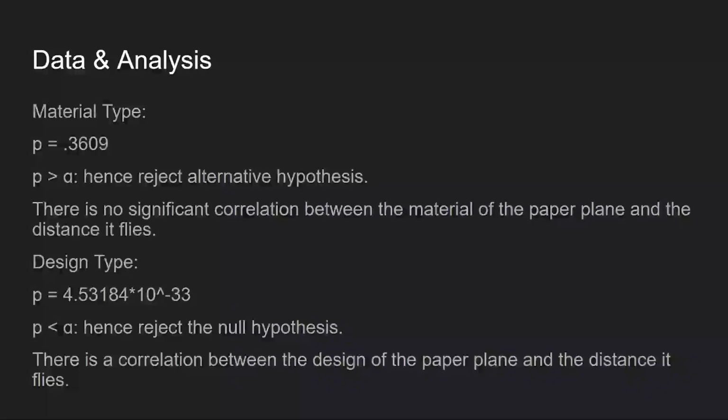For the material type, we got a p-value of 0.3609. Because our p-value is greater than alpha, we're going to reject the alternative hypothesis, which means there is no significant correlation between the material and the distance. However, for the design, we got a really low p-value, so we had to reject the null hypothesis. So in conclusion, there is a correlation between the design of the paper plane and the distance that it flew in our testing.